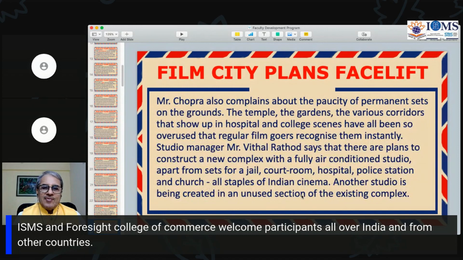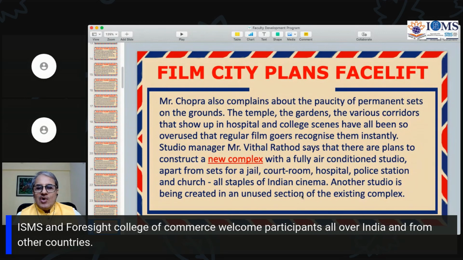Next paragraph, I'm going to rush through this. Chopra also complains about the paucity of permanent sets on the ground. Temple, gardens, various corridors that show up in hospital, college scenes have all been so overused that regular film goers recognize them instantly. Studio manager Vittal Rathod. Now look at this. The keyword is: Vittal Rathod says there are plans to construct a new complex.